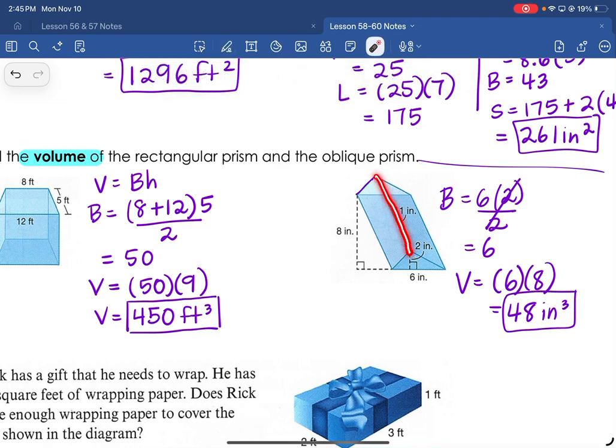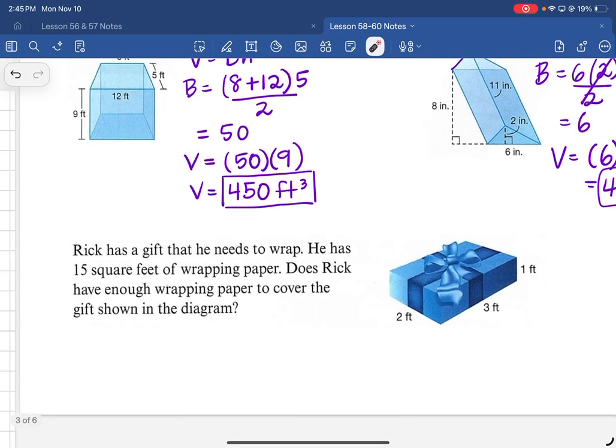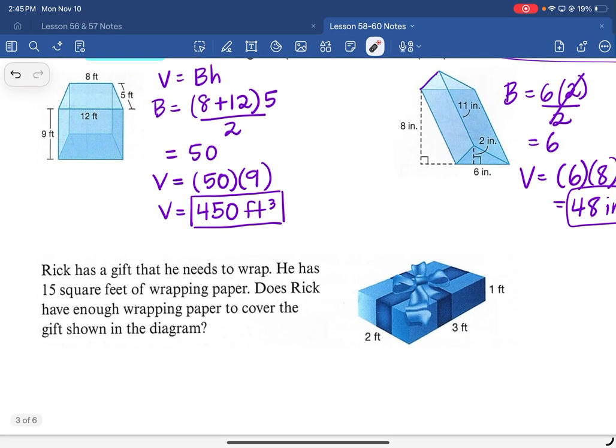Now, like I was saying earlier, you want to be careful. They gave you this 11, but the 11 is extra information. They're trying to throw you off into thinking that that's the height. But the height is always perpendicular. So the 8 inches is how tall this oblique prism is. You wouldn't use this slanted, right there, that slanted lateral edge.